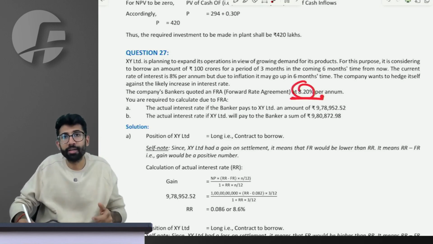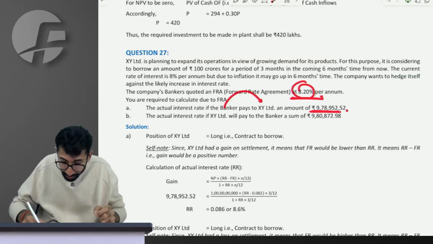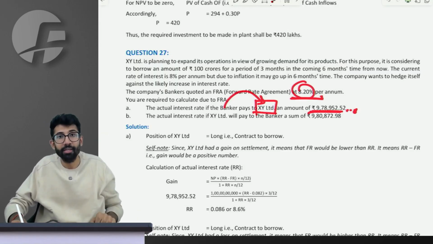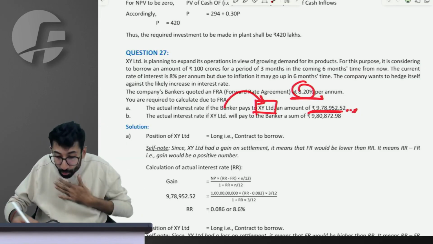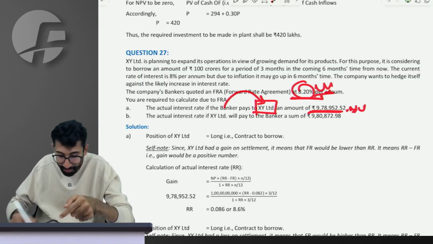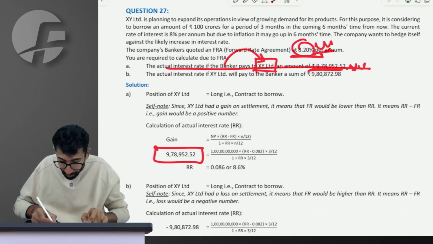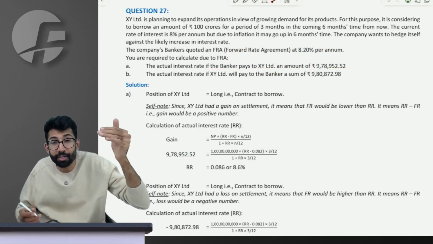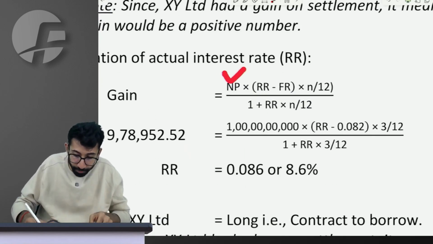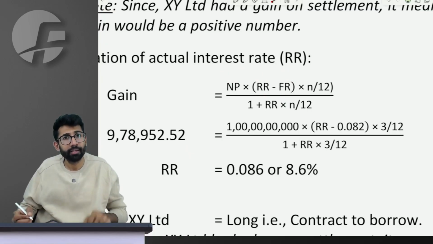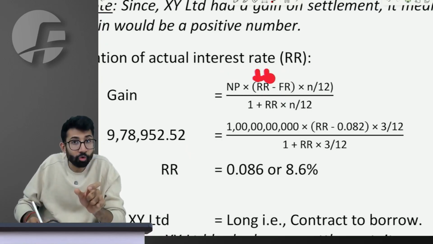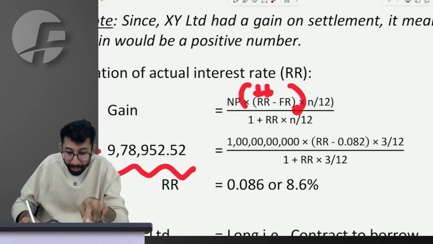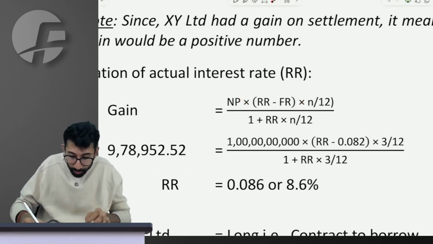What do you think the market rate would be if you, as XY Limited, received this particular amount from the bank? Rate in the market would be more. And I had an option to borrow at 8.2, which is less, which is why I received this amount. Correct? So first of all, write this amount as positive because it is a gain. And to create this gainful situation, I know the rate in the market is more. So in my formula I will write notional principal into reference rate minus forward rate. Sir, why? Only when the reference rate is more will I have the gain. And since I have taken a positive number here, I should in the formula create a positive situation, which will be RR minus FR.